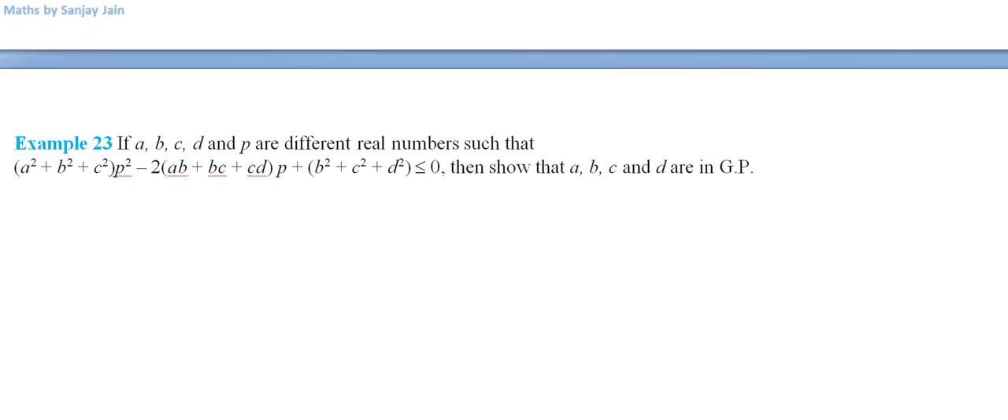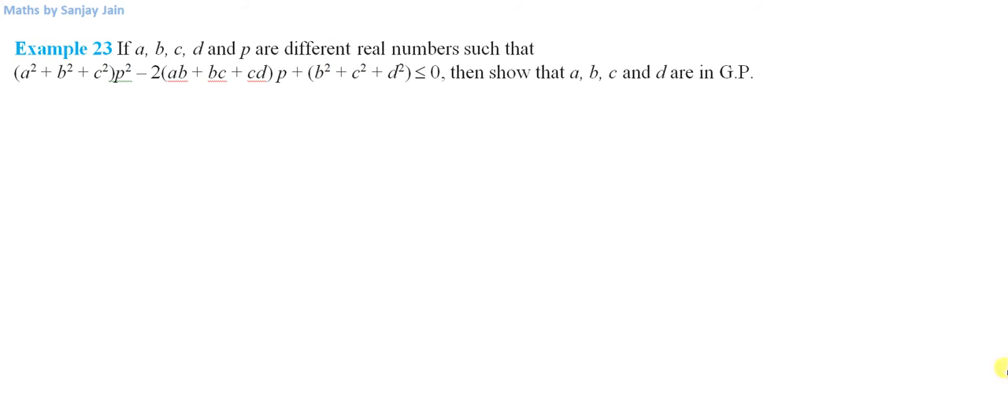Okay, this is a good one. If a, b, c, d and p are different real numbers such that this quadratic in p is less than or equal to 0, then show that a, b, c, d are in GP.